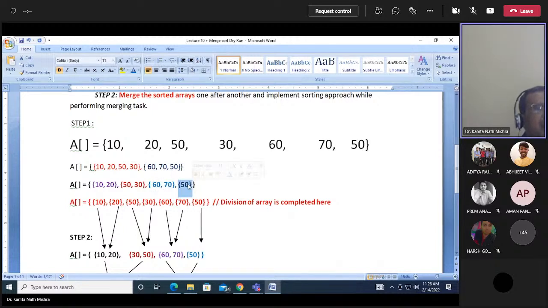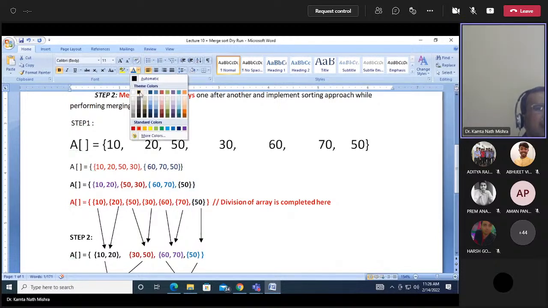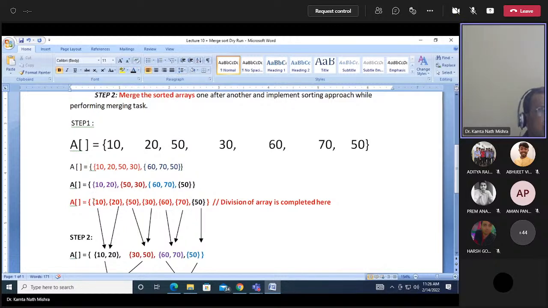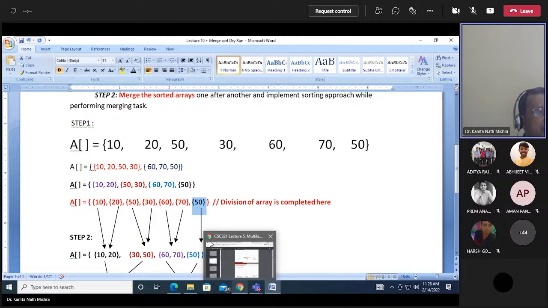So the fourth array is self-sorted, so no division for the fourth one. The first is divided into 2 parts, it will become 10 and 20. The second will be divided into 2 parts, so it will become 50 and 30, 2 separate arrays. The third will be divided into 2 parts, so it will become 60 and 70, 2 arrays. And 50 is self-sorted, so you keep it.